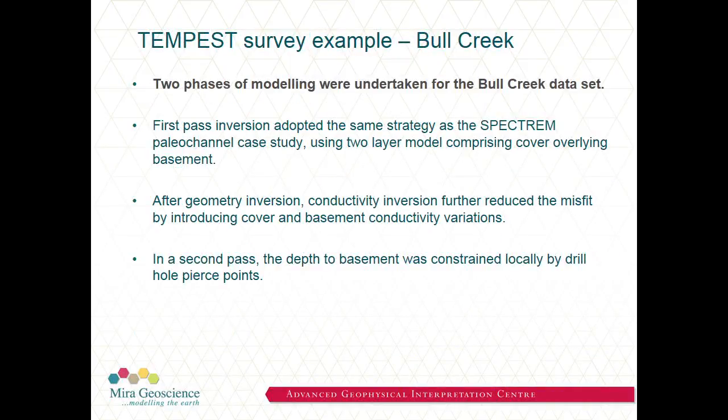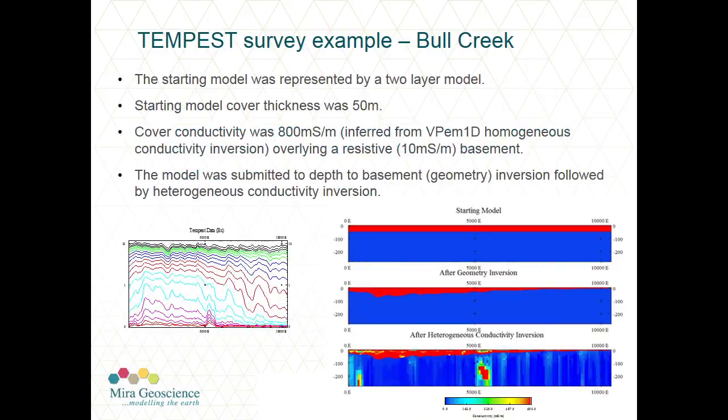This is another example that Glenn showed during the meeting, Tempest survey. Exactly the same strategy as with the two gravity case studies and with the spectrum case study. Okay. So in this case, the first approach was to adopt a two-layer model. As it says, the starting model cover thickness of 50 meters, so that's the red cover there.